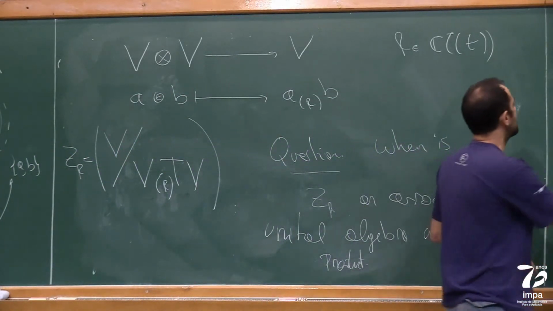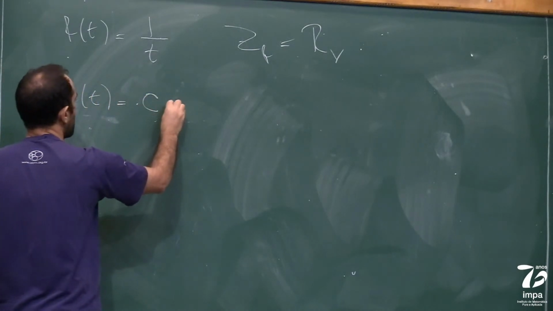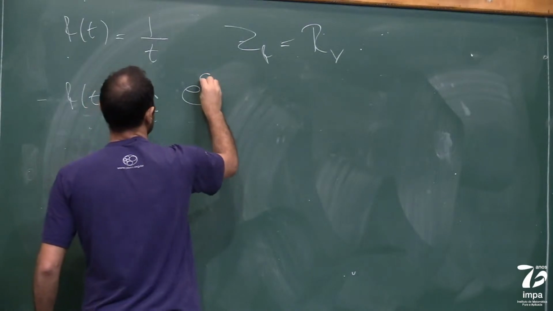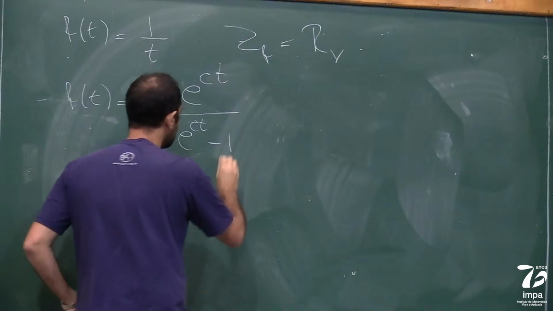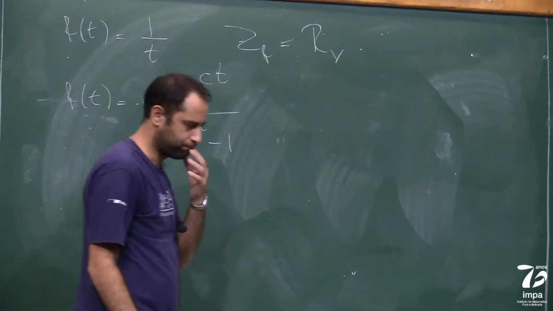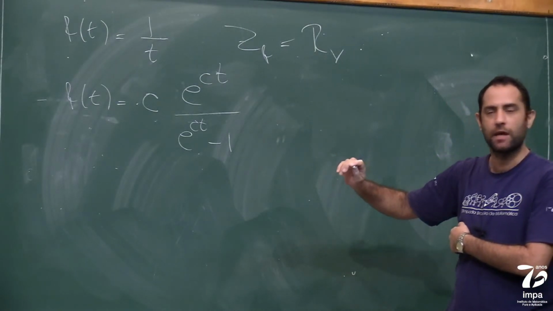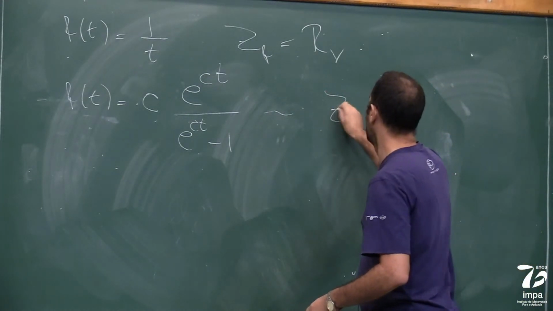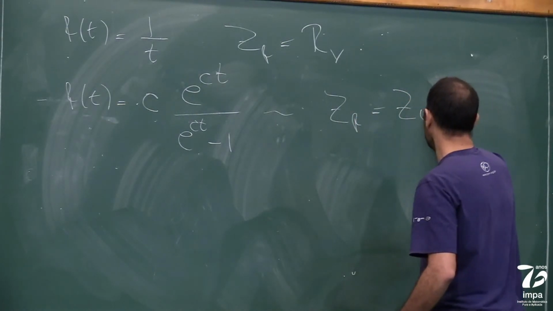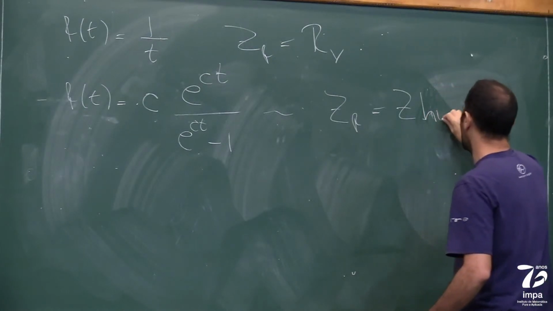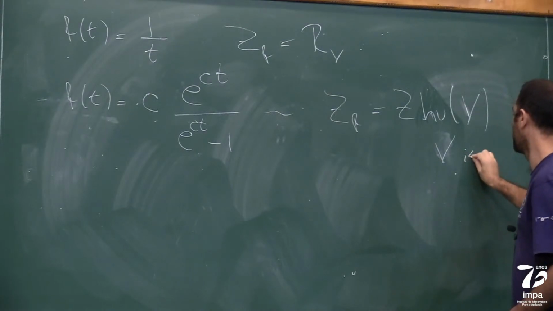Now there's another example, which is when f of t is some constant times e to the ct divided by e to the ct minus 1. I mean, expand this in power series of t. And this zf is the Zhu algebra of V. Well, not exactly. This is the Zhu algebra of V, at least when V is conformal. This is a theorem of Huang.